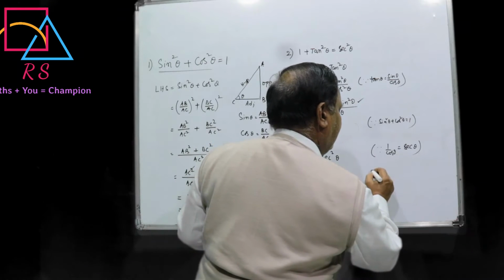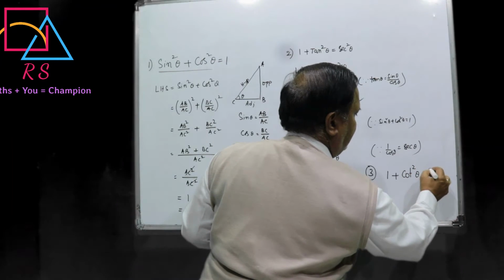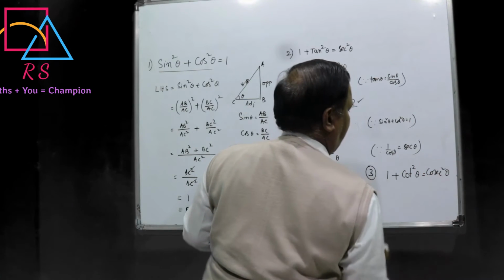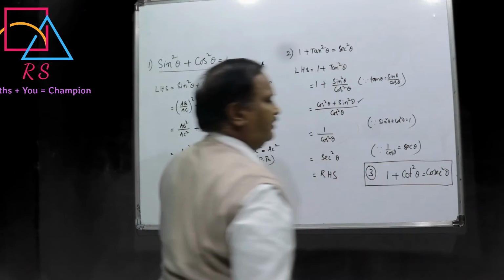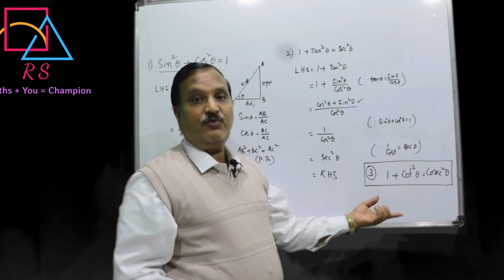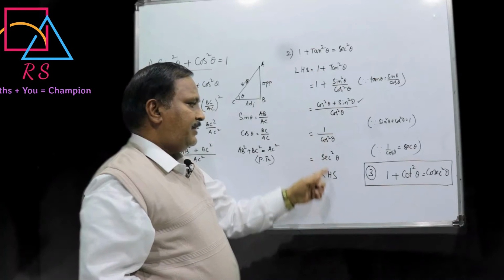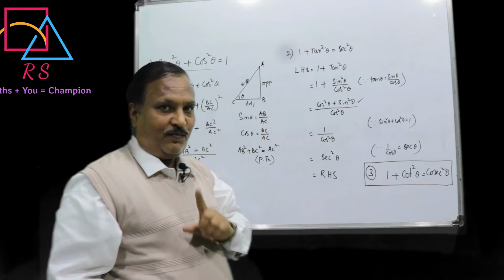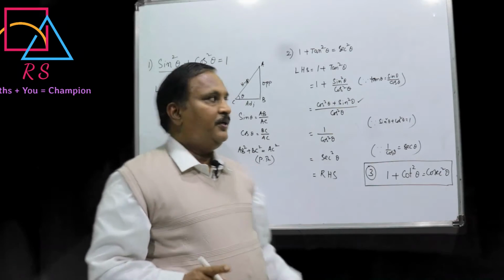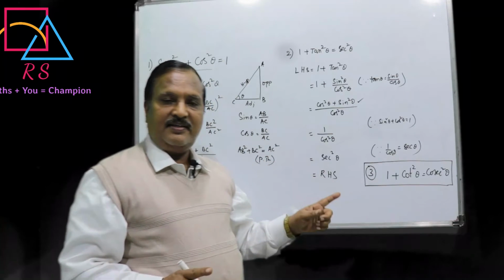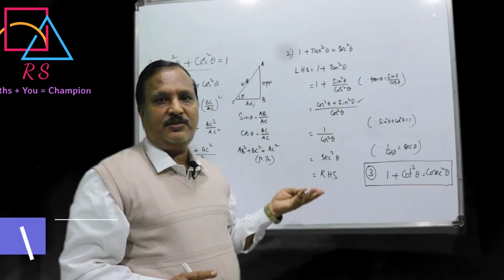Now the third identity: 1 plus cot square theta is equal to cosecant square theta. This is the relation between cot and cosecant. How to prove it? Either you can use the diagram method or the same method as before, whichever you wish. You should do this by yourself. I hope you have understood the three identities of trigonometry and how to prove them also.